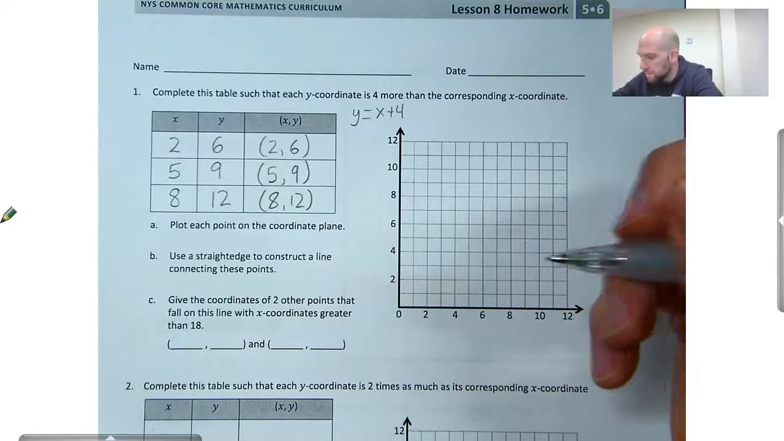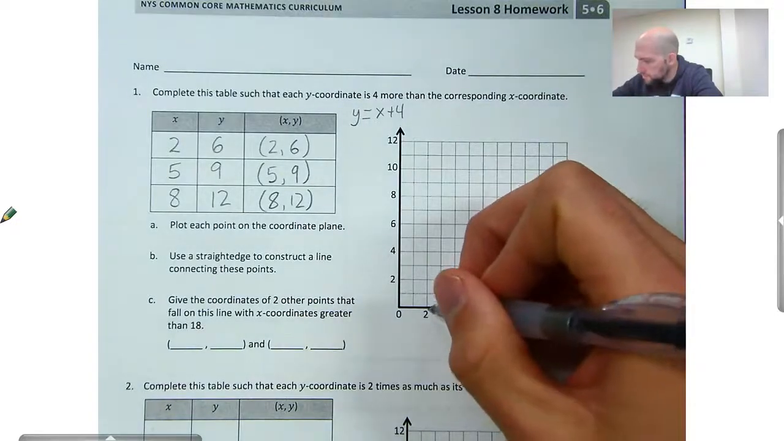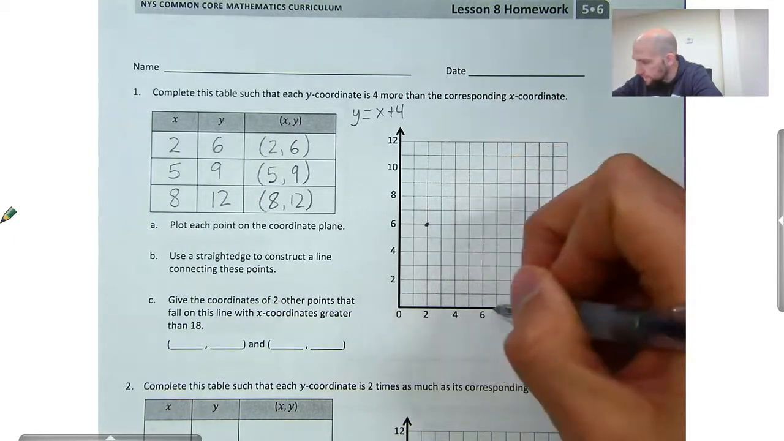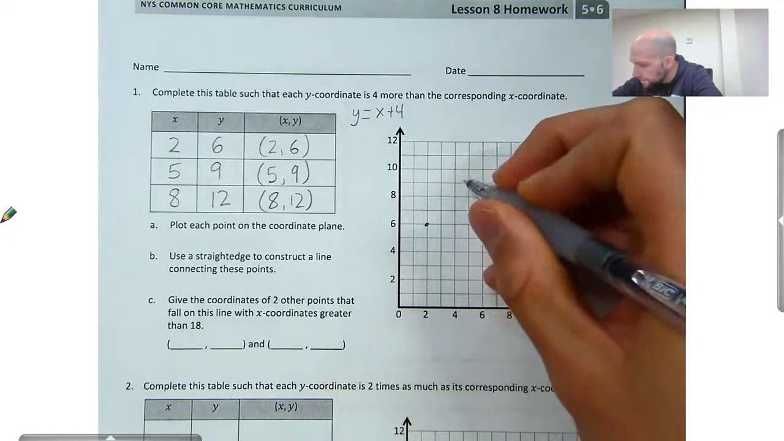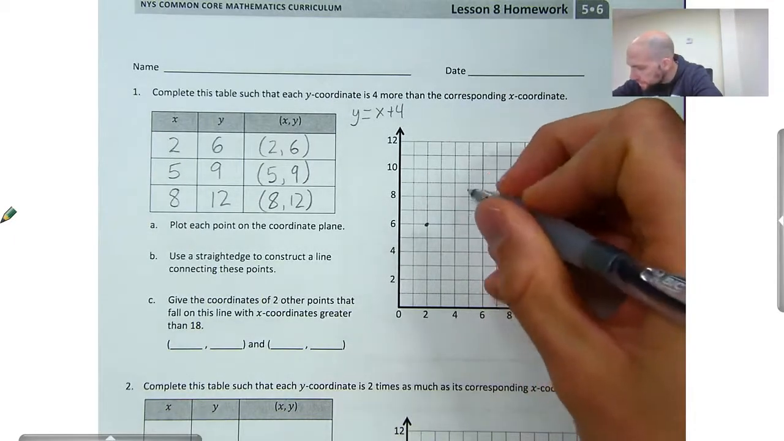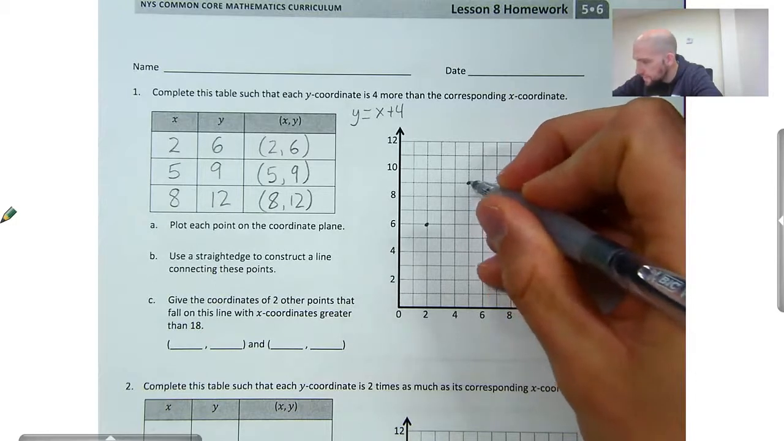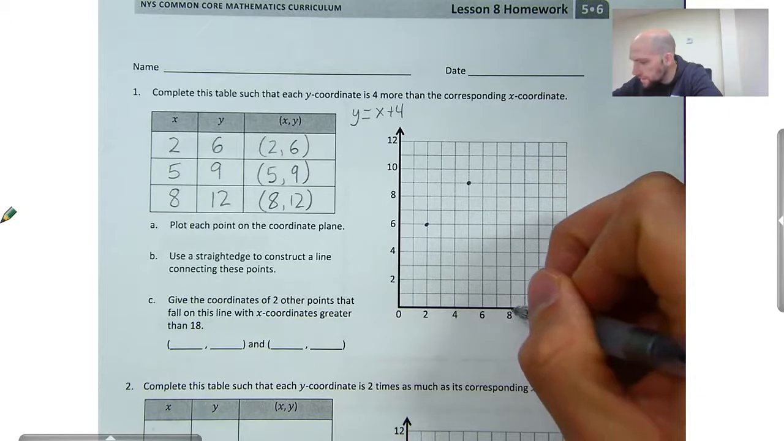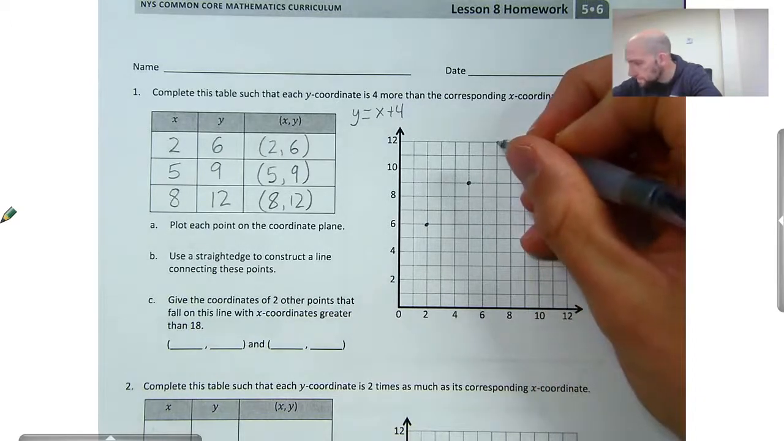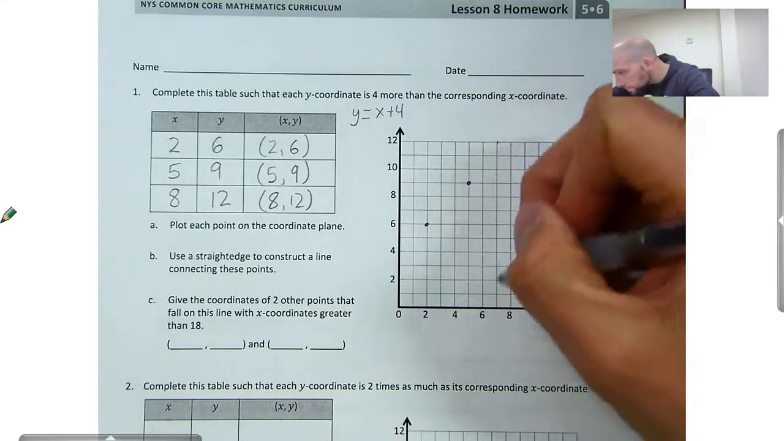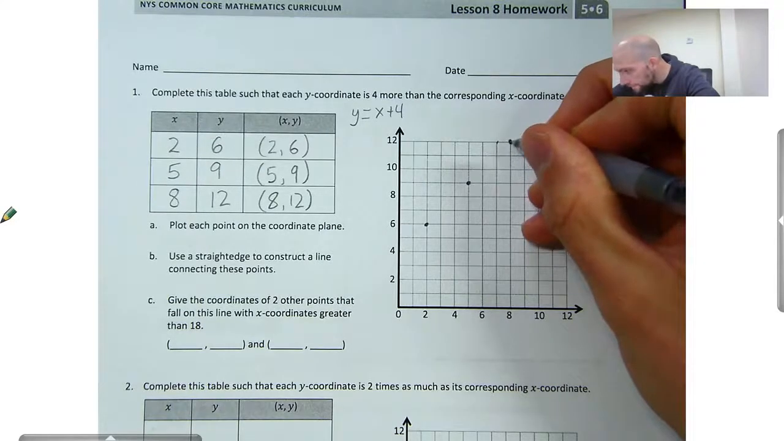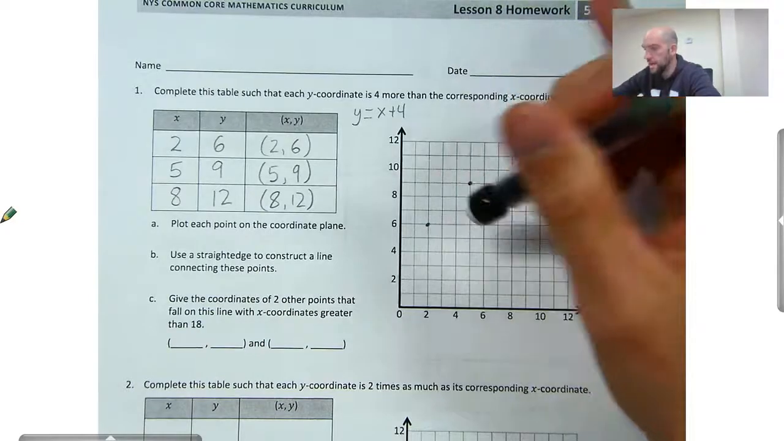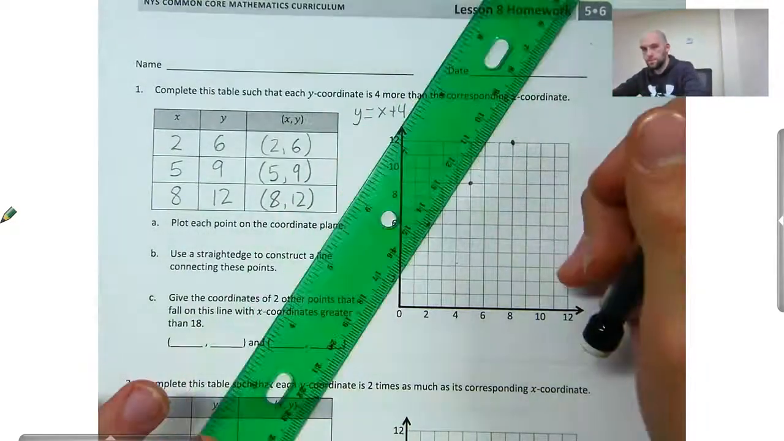And let's plot these on our coordinate plane. So we have 2, 6, 5, 9, right here between 8 and 10. And we had 8, 12. 8, 12 right here. We're going to use a straight edge to draw that line. My ruler here.